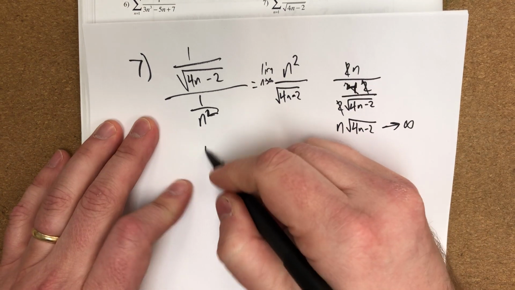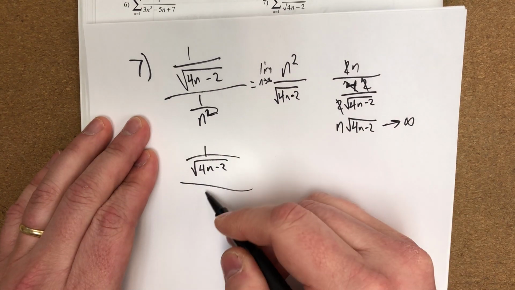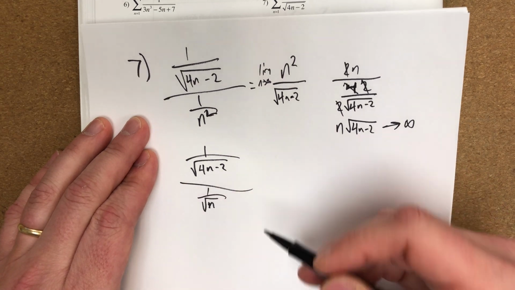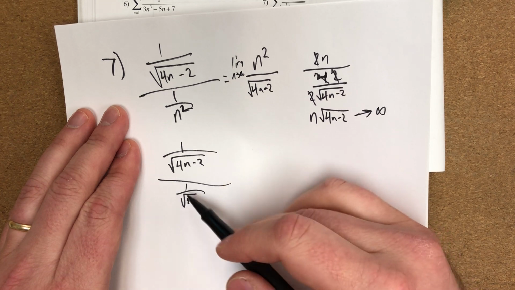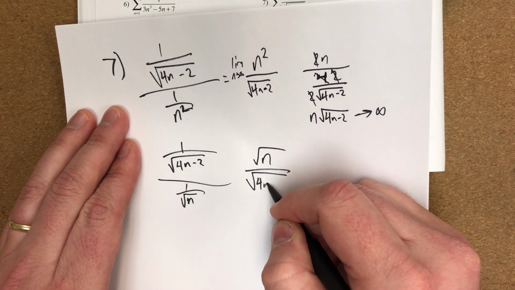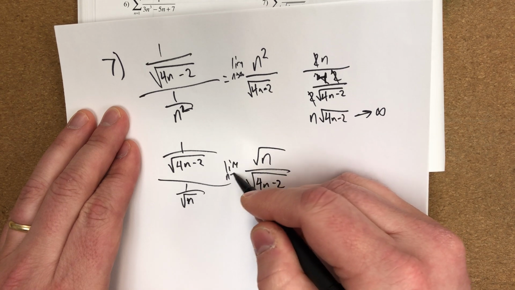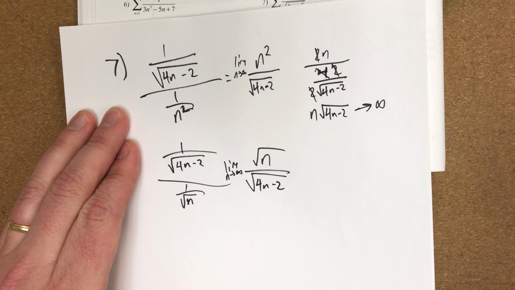So the comparison that I should pick is 1 over square root of n. So when I do this divided by that, it flips up here. I get square root of n over square root of 4n minus 2. We'll take the limit as n goes to infinity. And just checking my time.